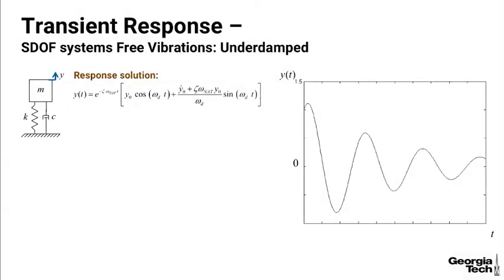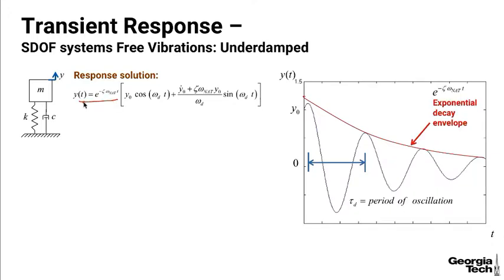So here's where we left off with a response solution. We see that it has an initial displacement and an initial velocity. The time between two successive peaks is the period of oscillation, and it's bounded by this exponential decay envelope. Okay, there's your exponential decay envelope. The first peak occurs at time t1. The second peak, we'll say, occurs at time t2.